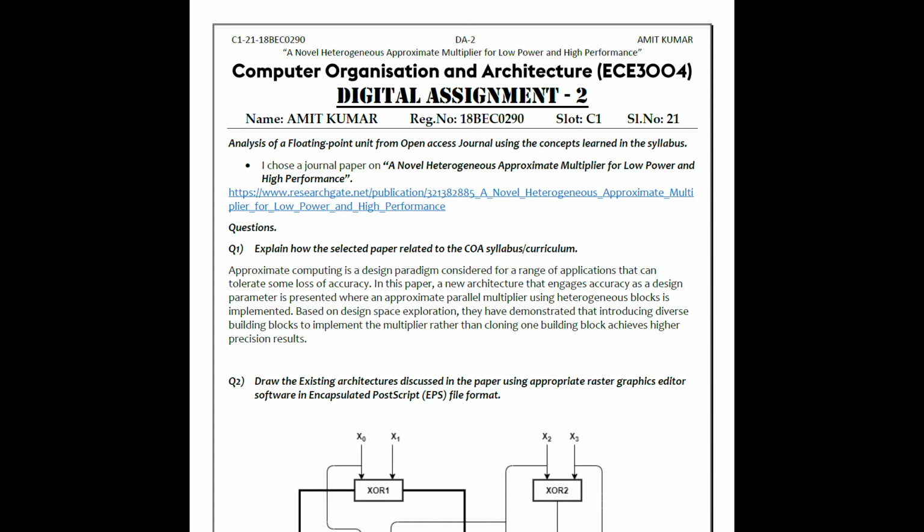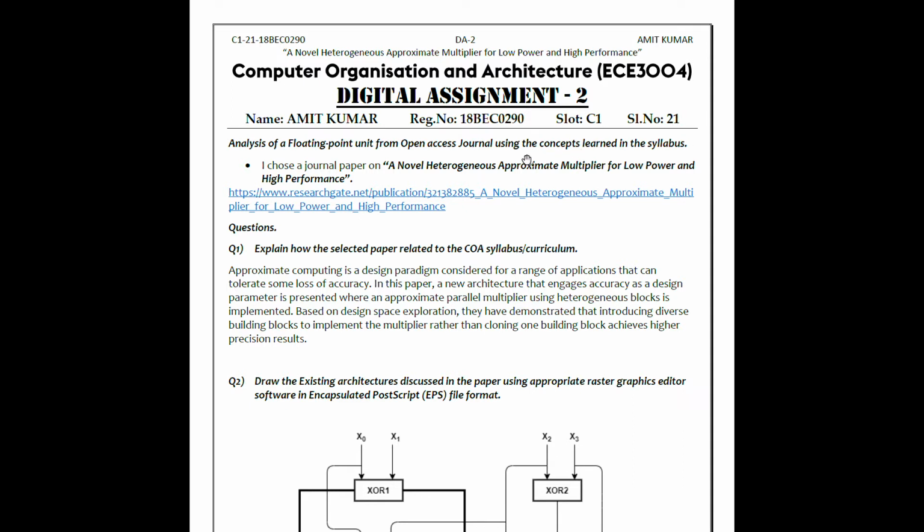This is again Amit Kumar, and this is my digital assignment 2 on computer organization and architecture. This was the digital assignment in which we have to analyze a floating point unit from any open access journal, and using this paper, we had to answer the 10 questions.